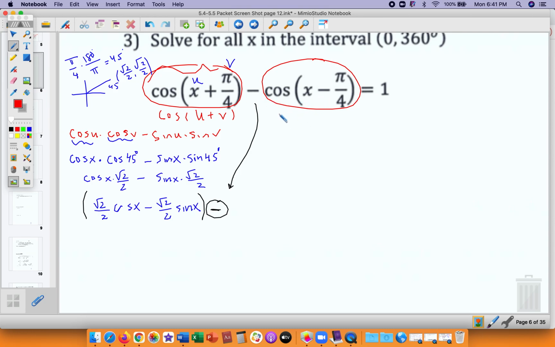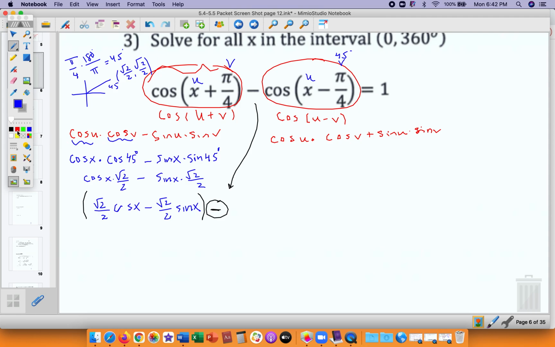So for this one, we have a difference. So it's going to be the cos of u minus v formula. So we're going to do cos u times cos v plus sine u sine v. So then we know x is in the u spot for this problem, and pi over 4 is in the v slot, which is also 45 degrees, right?